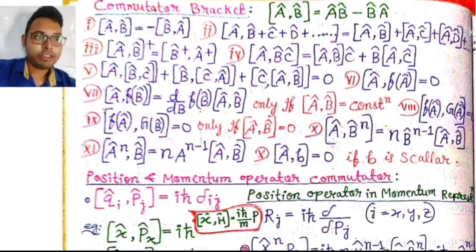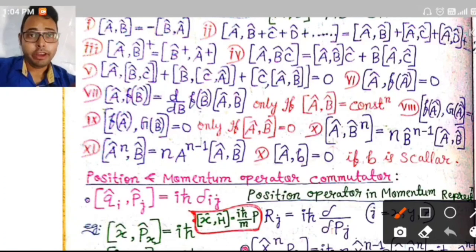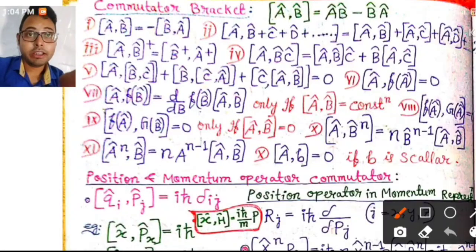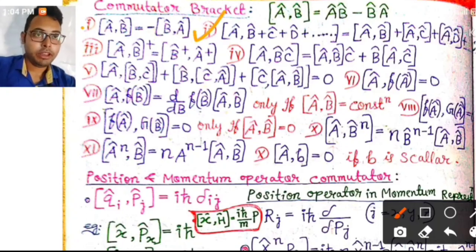The first rule of the commutator bracket is the anti-symmetry property: the commutator of AB is equal to minus the commutator of BA. The second is the linearity property, which distributes linearly like this. Next is the Hermitian conjugate: the Hermitian conjugate of the commutator of AB, the dagger goes inside the bracket and is distributed over them, and B comes earlier and then A.